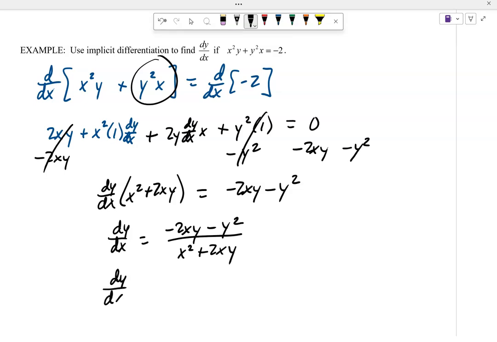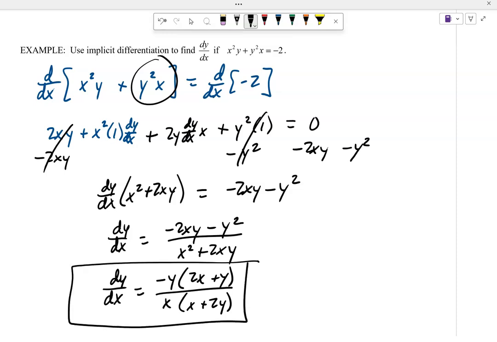And if you want, you notice in the top there, I could take a negative y out and I'd have 2x plus y, sorry. I could take an x out of the bottom here and I'd have x plus 2y, but still nothing factors. So either of those there at the end would be fine.